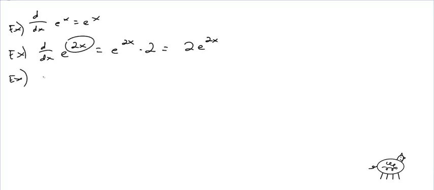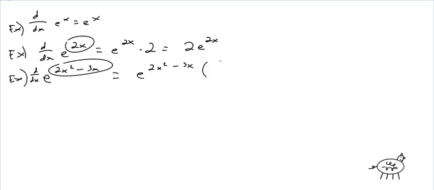Here's another example, d by dx of e to the 2x squared minus 3x. Once again, you're repeating the e to the 2x squared minus 3x. So it's e to the 2x squared minus 3x. And then the chain rule, so it's the derivative of that top part, which, using the power rule, is just going to be 4x minus 3. So again, put this in a nice order. You have 4x minus 3, e to the 2x squared minus 3x. Okay, that's pretty easy. Let's try another example here.